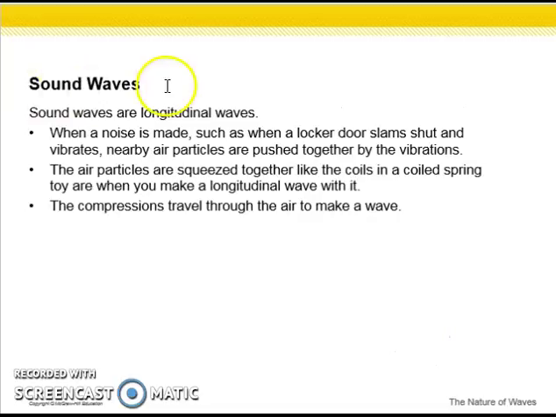Next heading, sound waves. And we're going to have an entire chapter just on sound waves. Sound waves are longitudinal waves. So when a noise is made, you'll write the whole thing down. When a noise is made, such as when a locker door slams shut and vibrates, nearby air particles are pushed together by the vibrations. The air particles are then squeezed together like the coils in that coiled spring toy, and when you make a longitudinal wave with it, the compressions travel through the air in order to make a wave, which makes sound.